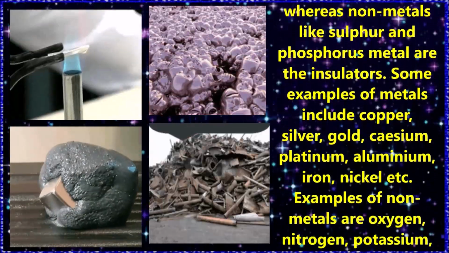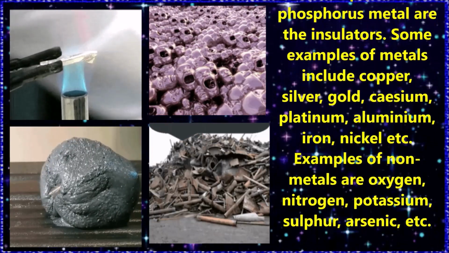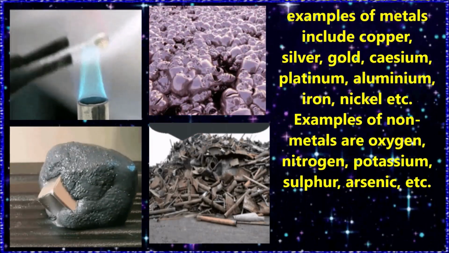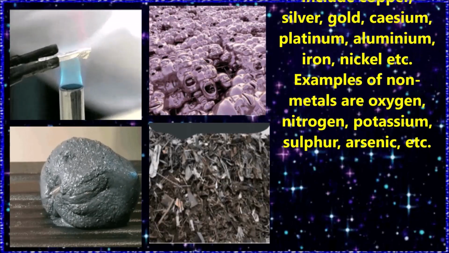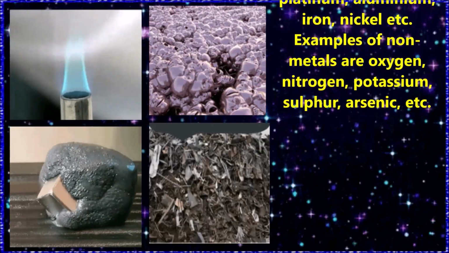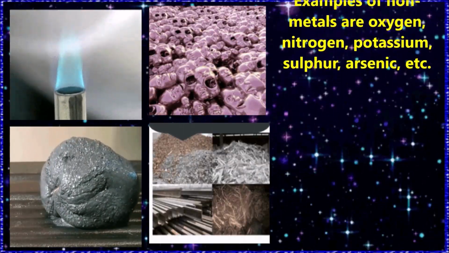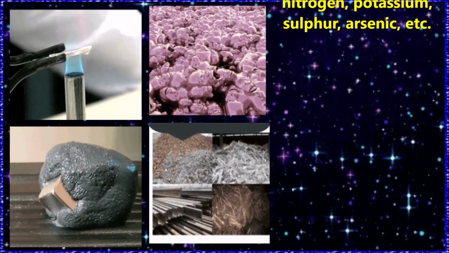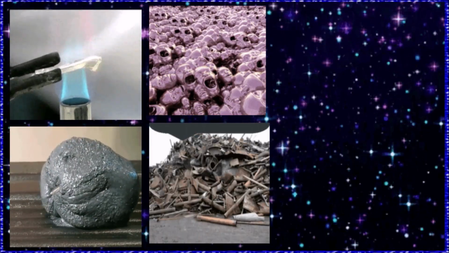Some examples of metals include copper, silver, gold, platinum, aluminium, iron, nickel, etc. These are the examples of metals, and examples of nonmetals are oxygen, nitrogen, sulfur, etc.